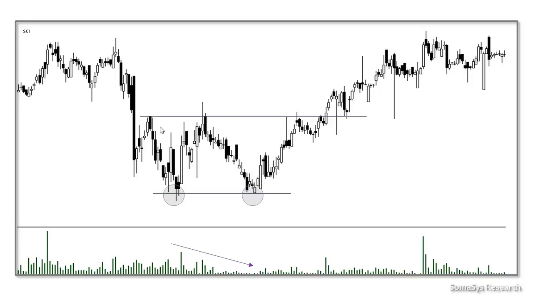And coming to the price objective, the same is measured by the distance from the support line over here to the resistance and added to this breakpoint.